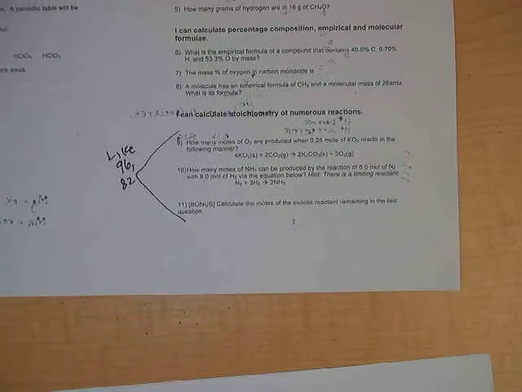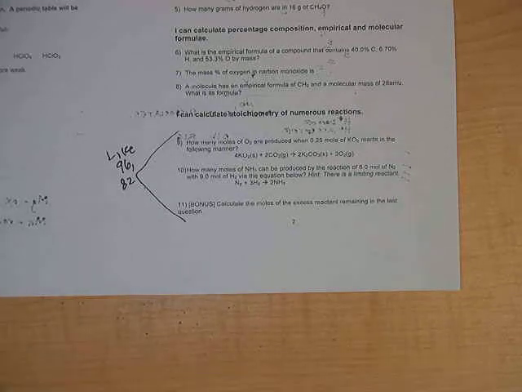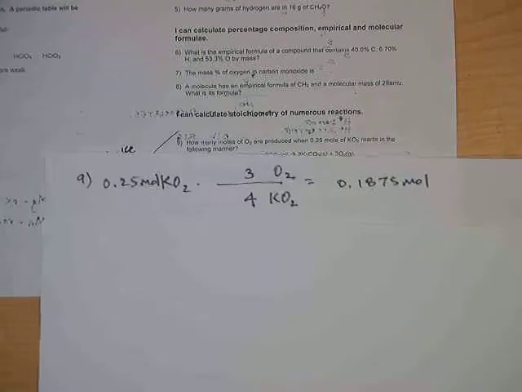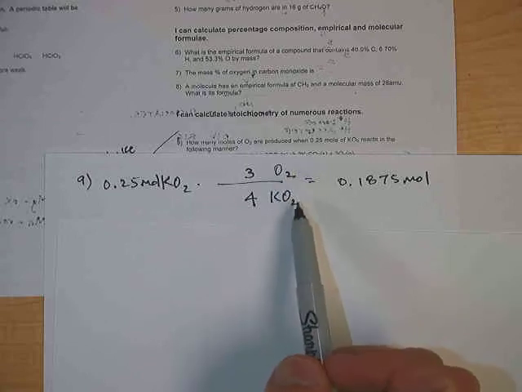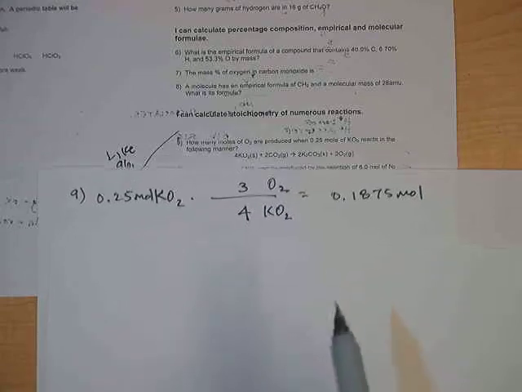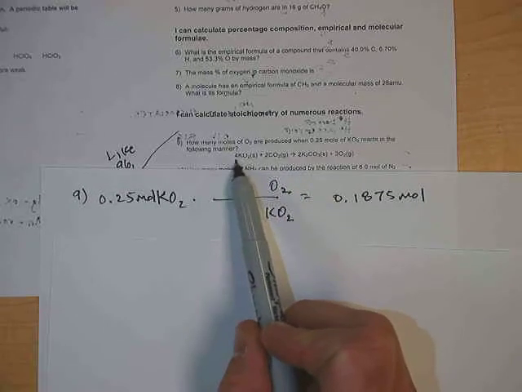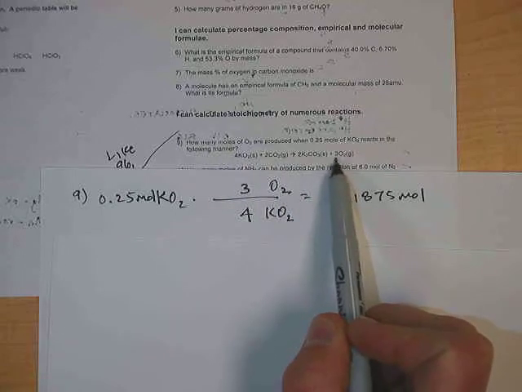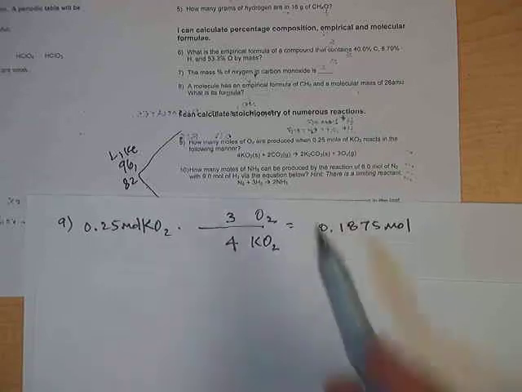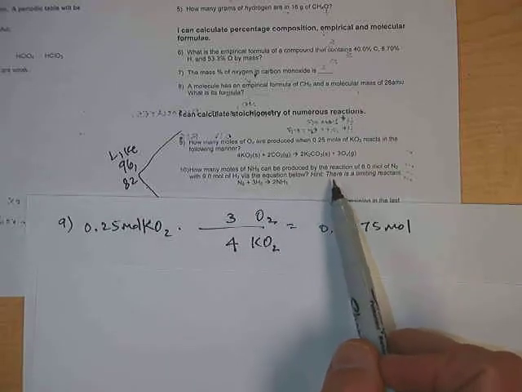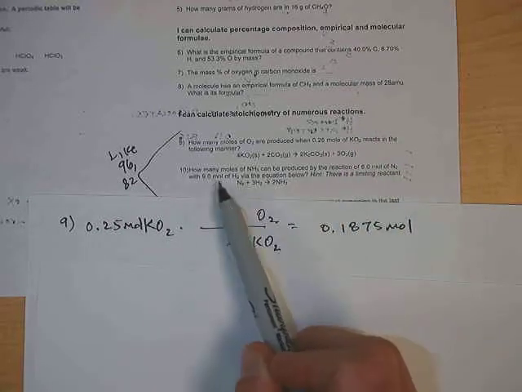Okay, going on, number 9 asks for how many moles of O2 are produced. These are stoichiometry problems now. And so in this one, we take the number of moles that we have, multiply it by the ratio of O2 to KO2. You can see from the balanced chemical equation there's a 4 here and there's a 3 right here. And so I end up with that number of moles.